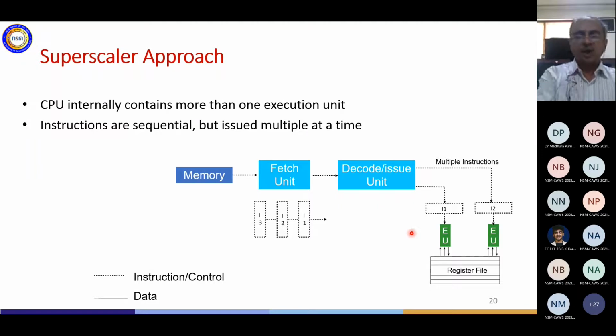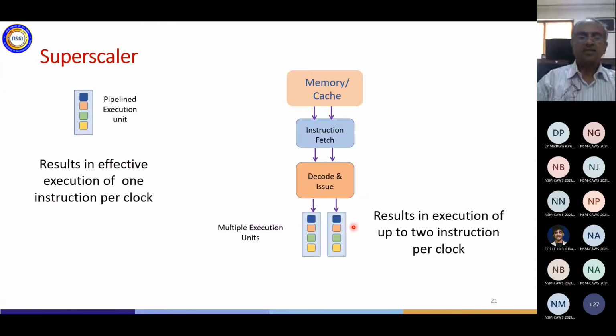And the instructions per cycle that we discussed some time ago will become 2, because every cycle you are executing 2 instructions. That is ideal, but in practice it will not happen for several reasons, basically what we call control dependency and data dependency. So this is how a superscalar looks. You have a memory, from there you fetch an instruction, and an execution unit internally is pipelined, so 2 separate pipelines will work, and 2 execution units will execute 2 instructions per clock.